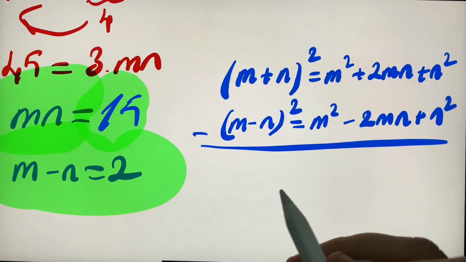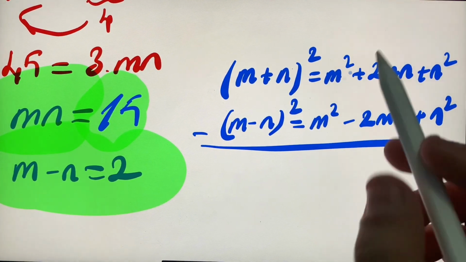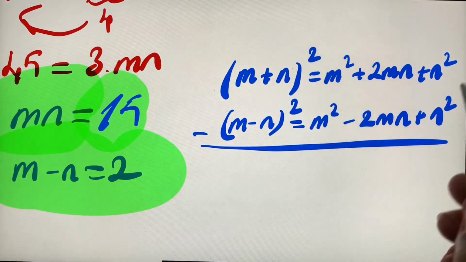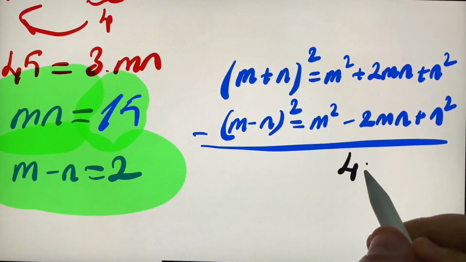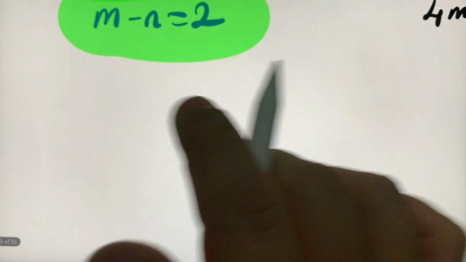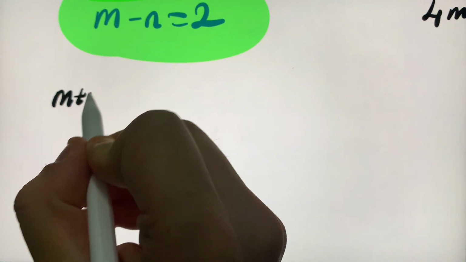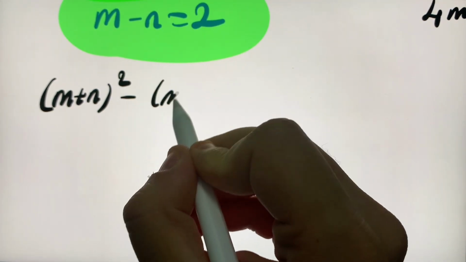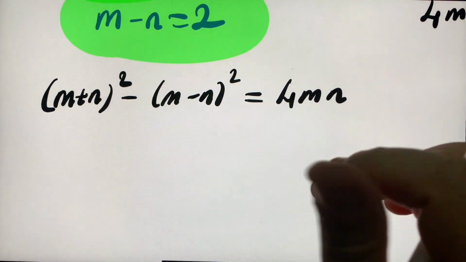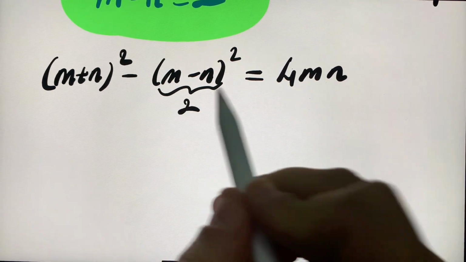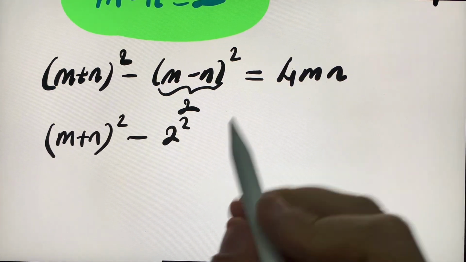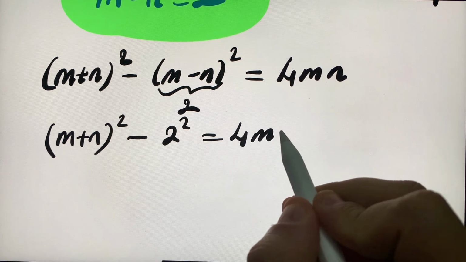If we subtract them from each other, what will be the result? Look, if you pay attention, they are opposites of each other, so those expressions will cancel. What will be the last thing we have left? If you pay attention, an expression will be left. Yes, we can get it. Then let's write it nicely: (m plus n) squared minus (m minus n) squared equals 4 times m times n. We know this m minus n is 2. Then (m plus n) squared minus 2 squared equals 4 times m times n.